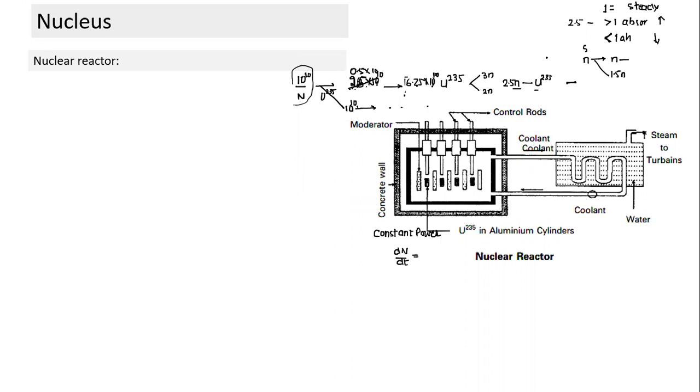So what has to happen in case of steady operation of a nuclear power plant? Out of 2.5 neutrons which are released, exactly one should get absorbed. Then only it will reach a steady state. If it is greater than 1, it will lead to increasing rate of reaction. Less than 1, rate of reaction will decrease and die out.